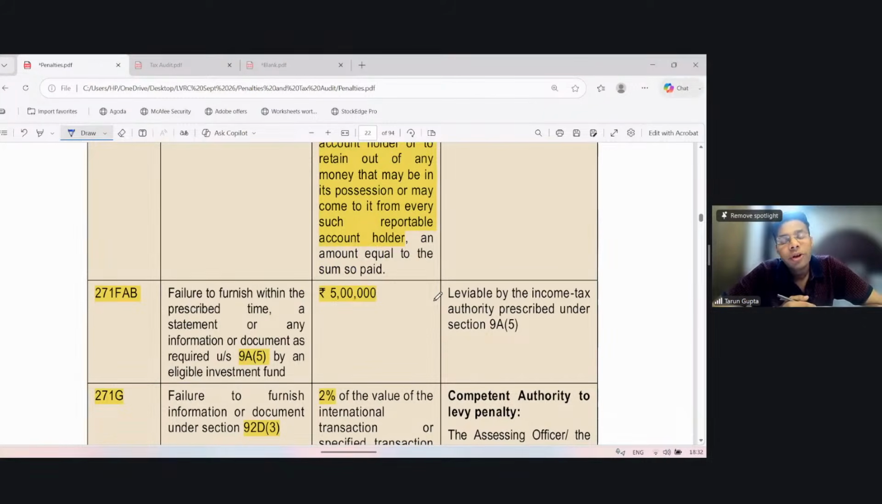In case of eligible investment fund, they are required to furnish a statement under Section 9A. If they fail to furnish the statement within the prescribed time, then the penalty is equivalent to rupees 5 lakh.